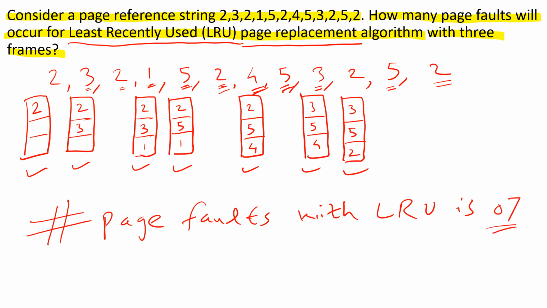And one important thing to note over here is that the Unix operating system uses this algorithm.